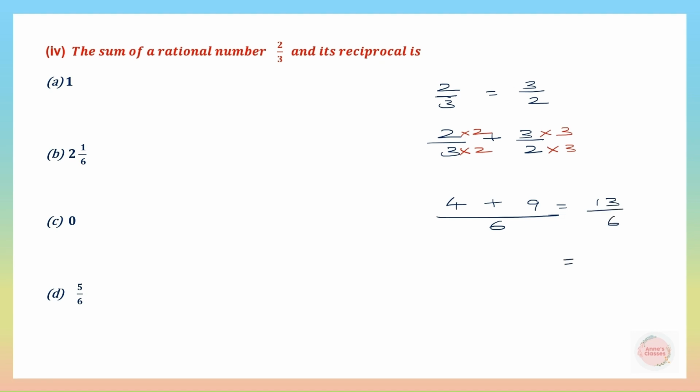Convert this to a mixed number. Divide 13 by 6. 6 2s are 12. What is left? 1 to make it 13, and by 6. So what do we have here? 2 1 by 6. Which is our option here? 2 1 by 6 is option B. So that is our answer.